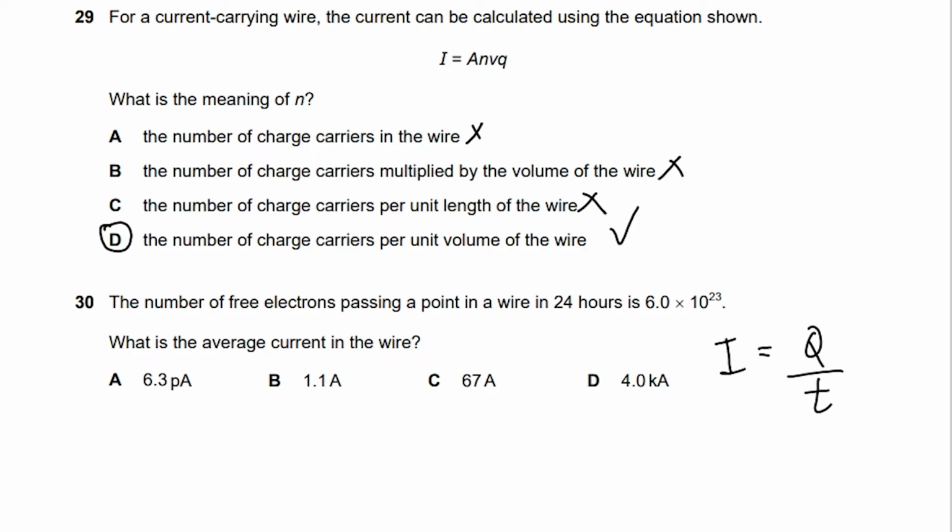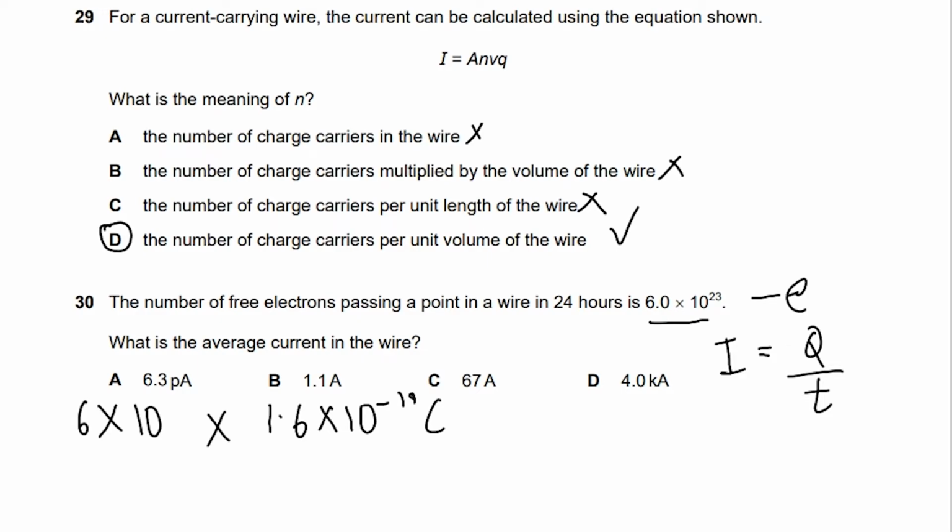Now we are given the number of electrons. Each electron has a charge of minus e. e is the elementary charge. The value of e is 1.6 multiplied by 10 raised to the power minus 19 coulombs. Now each electron has this charge. We have 6 multiplied by 10 raised to the power 23 electrons. So what is the total charge? The total charge is 1.6 multiplied by 10 raised to the power minus 19 multiplied by 6 multiplied by 10 raised to the power 23.